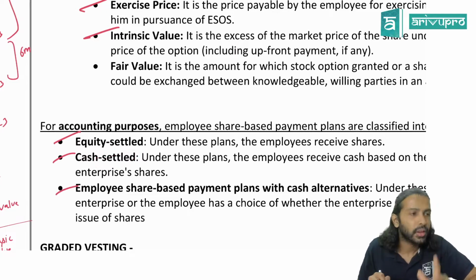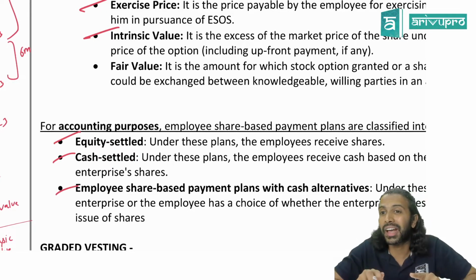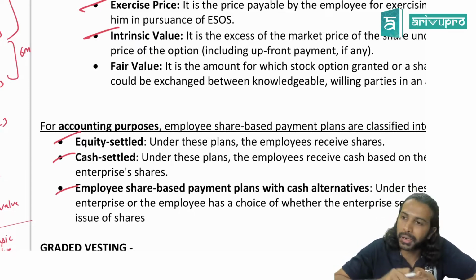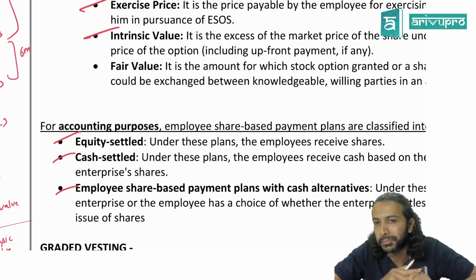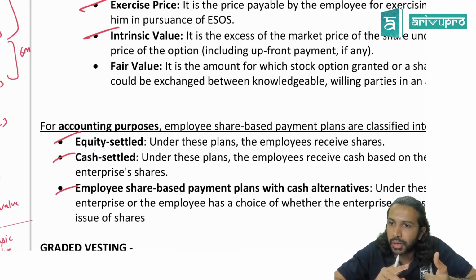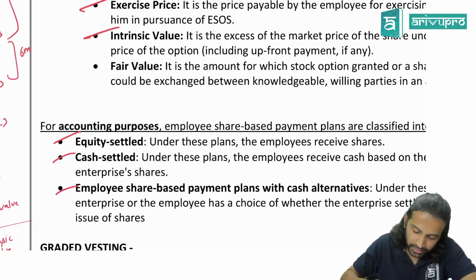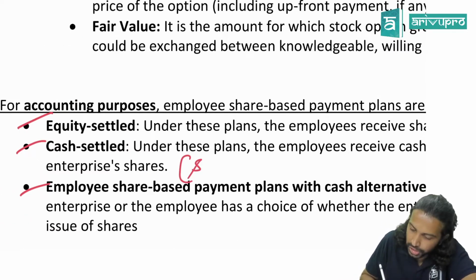Second one is cash settled plan. Cash settled means here employees will not get shares. He will get cash. But how much cash he'll get will be based on the share price of the company. Cash settled plan means employees will get cash, but how much is based on the share price of the entity. Sometimes it's also referred to as SAR, stock appreciation rights or share appreciation rights.